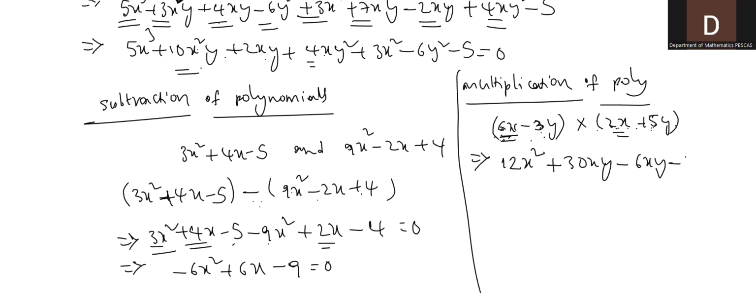So all the terms are not different. We have 12x², 30xy and −6xy. The xy terms are the same: 30 minus 6 gives 24xy, and the term −15y². So this is the multiplication of polynomials.